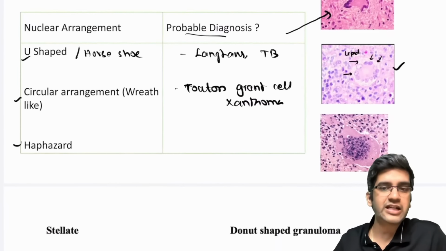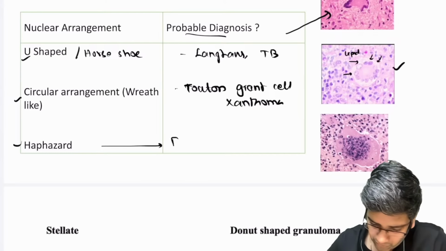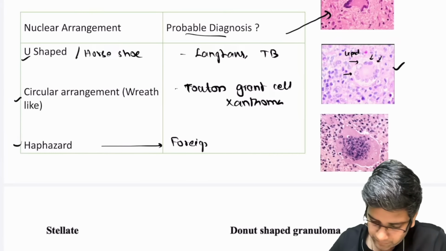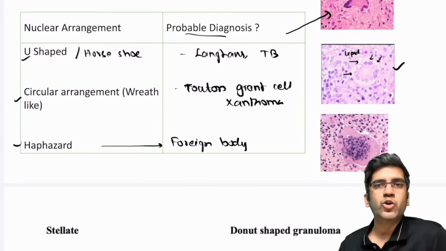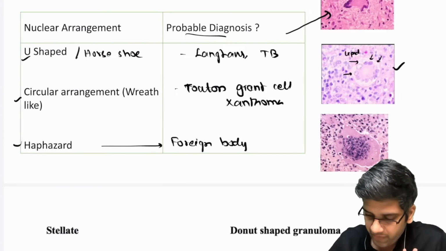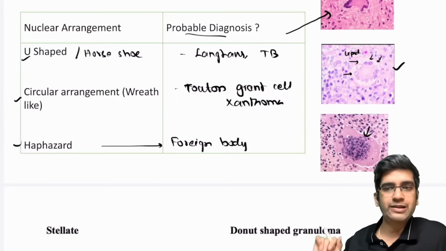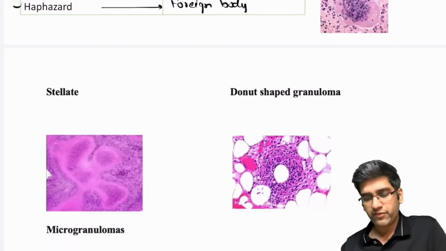Next, haphazardly arranged, we call it foreign body giant cell. Foreign body could be anything: a suture material, a nail, a thorn, anything. I don't have a name for it, just foreign body giant cell, where the nuclei do not have a shape, just randomly arranged, right? Perfect. Now, a few other things.